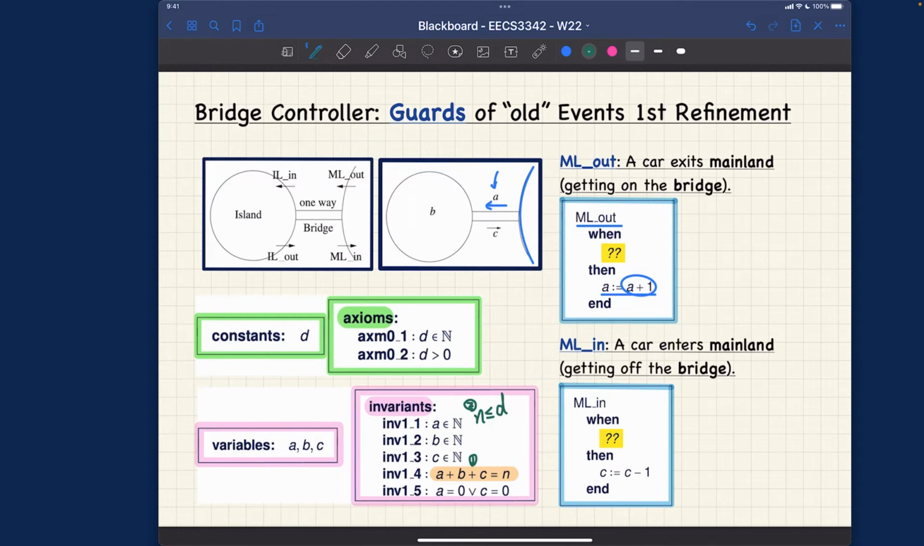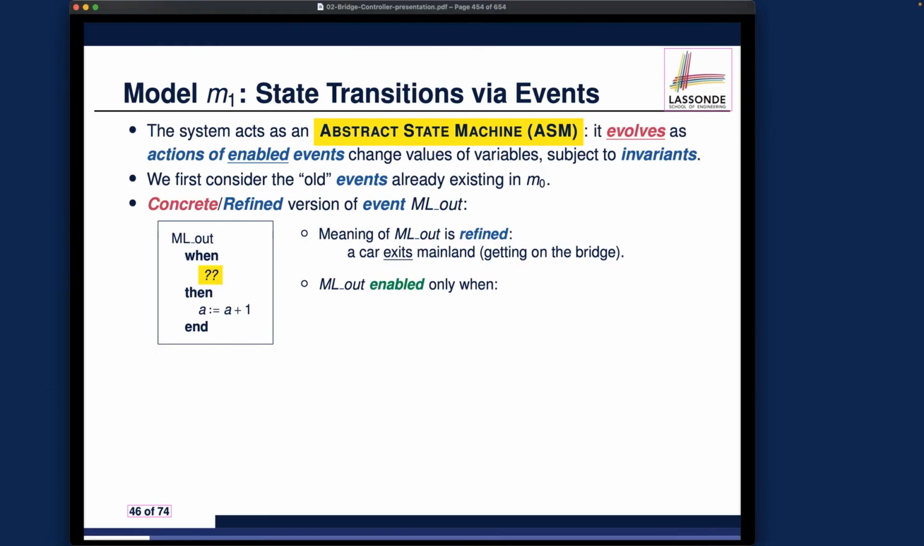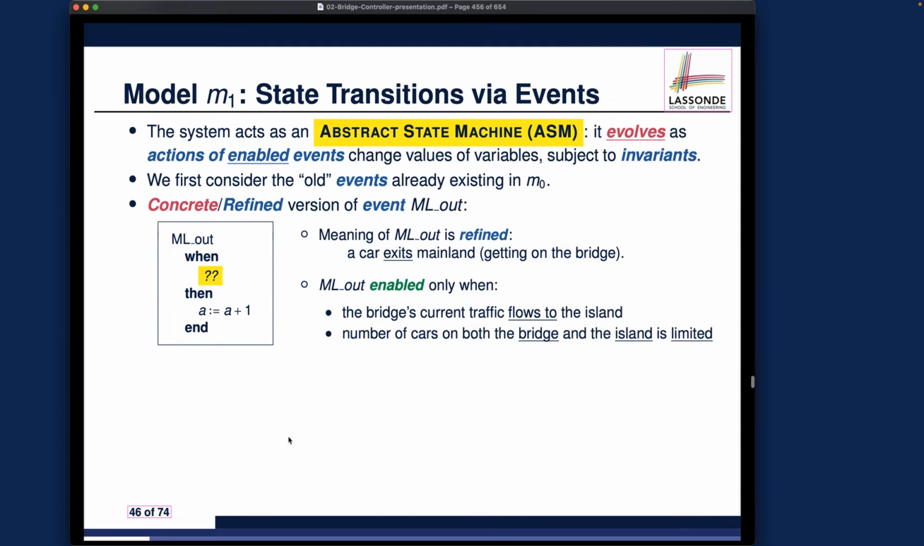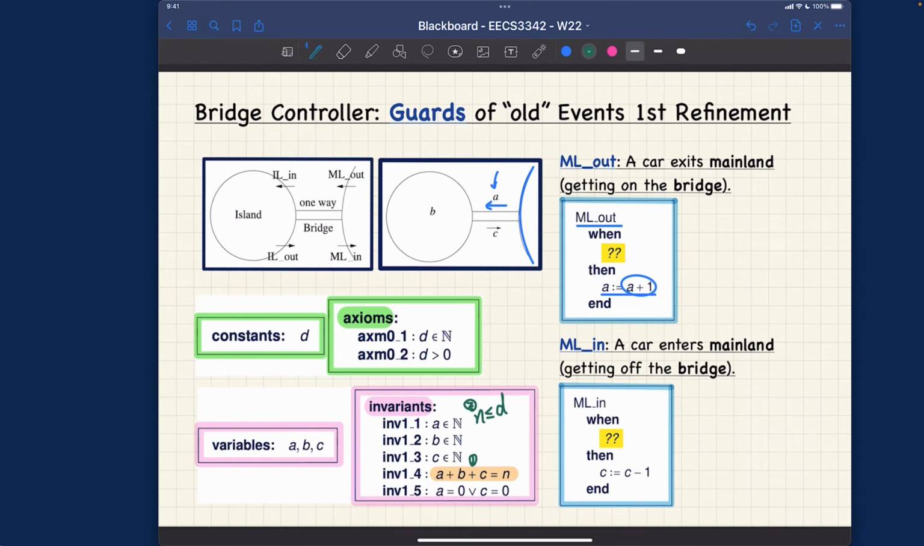If you go back to the slides, these are the two hints for filling out the guards for ML out. You want to make sure the current traffic can only flow to the island, but not the other way around. And also the number of cars on the bridge and the island should be limited. What should this guard be? You can now pause the video and think about it. Alright, assuming you thought about it, let's talk about it one by one.